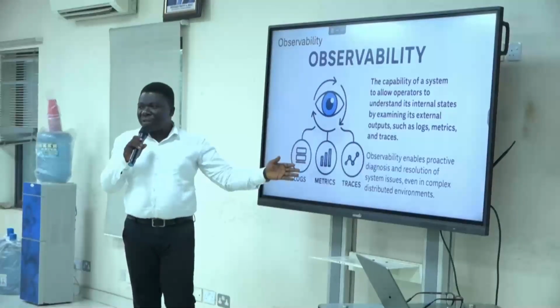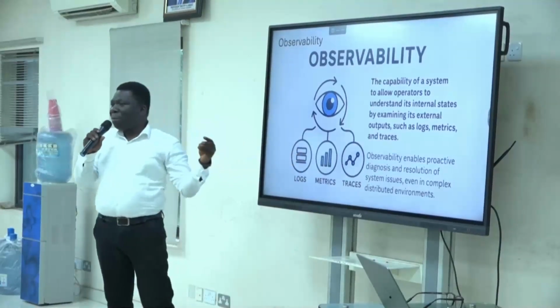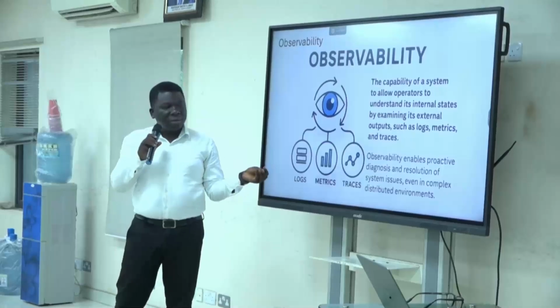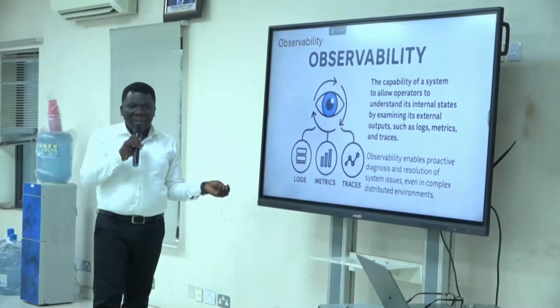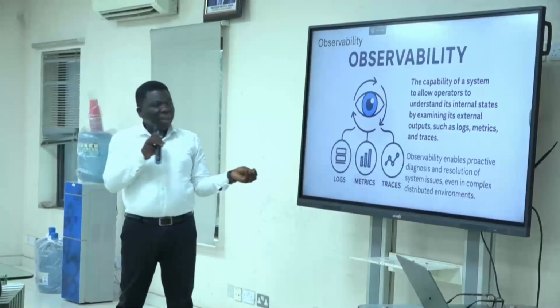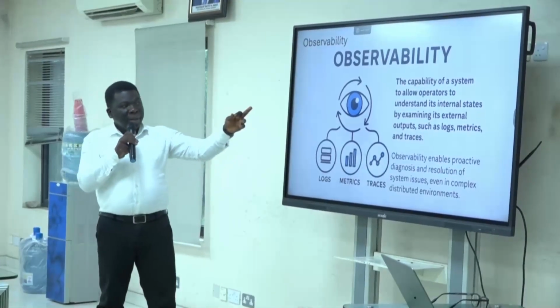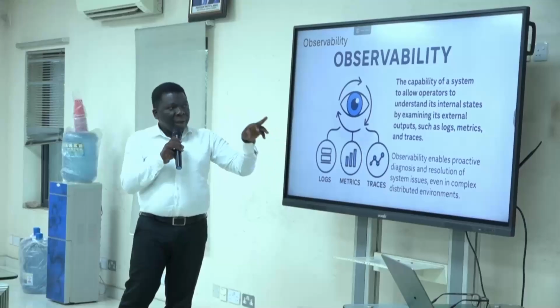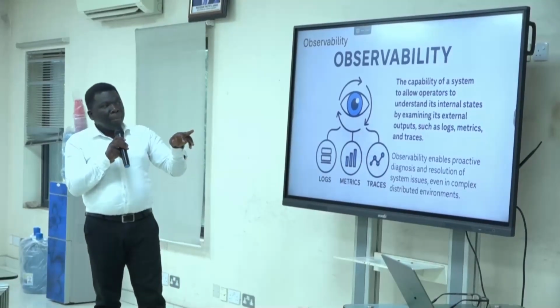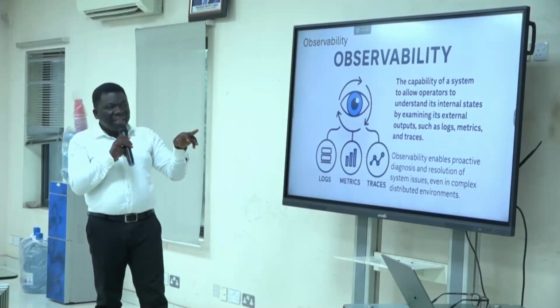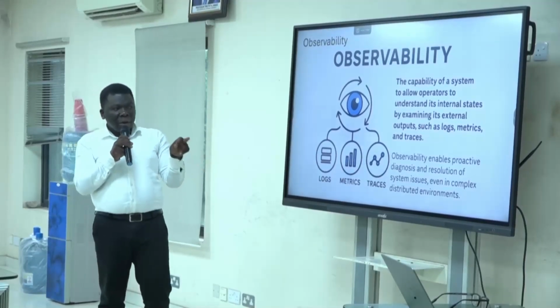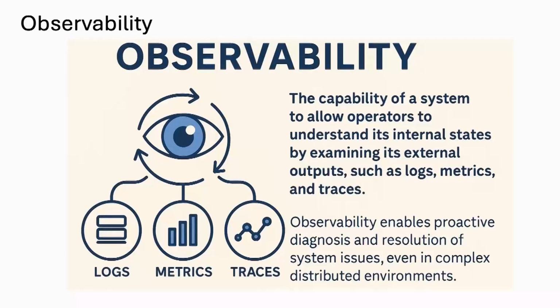Then we also have metrics. Who can define metrics for me? When we say metrics. Unit of measurement, yes. Another definition. Okay, let me define the word. I'm still coming back to this. Observability is the capability of a system to allow operators to understand its internal state by examining its external output, such as logs, metrics, and traces. Observability enables proactive diagnosis and resolution of system issues, even in complex distributed environments.